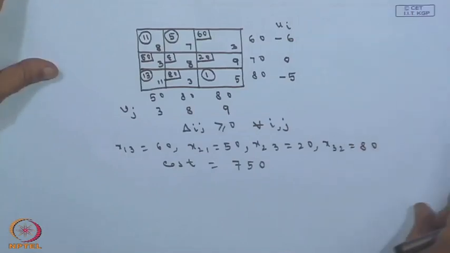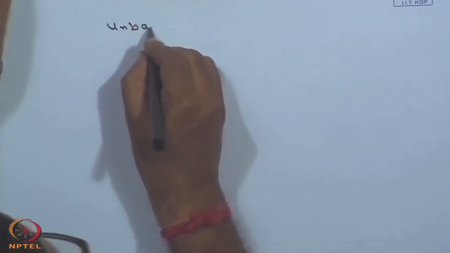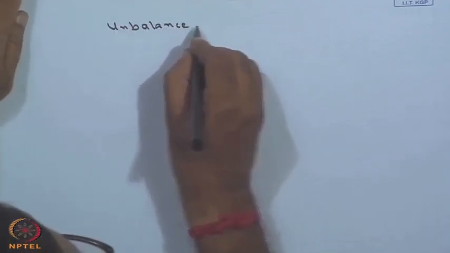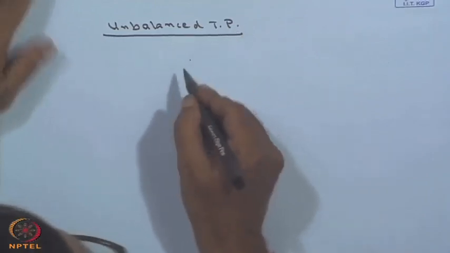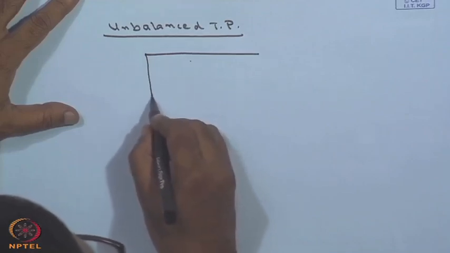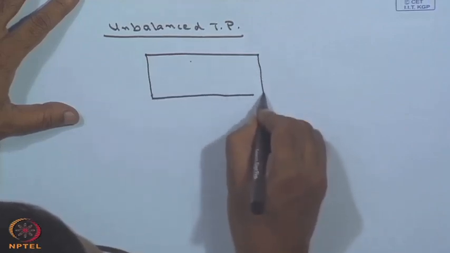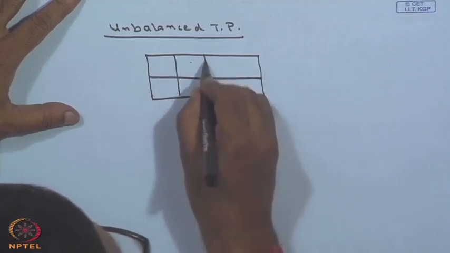That is another kind of problem which we call the unbalanced transportation problem. What is an unbalanced transportation problem? If you see this, you are having only, say, 2 rows and 4 columns.